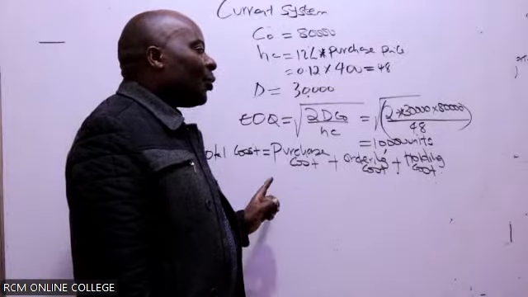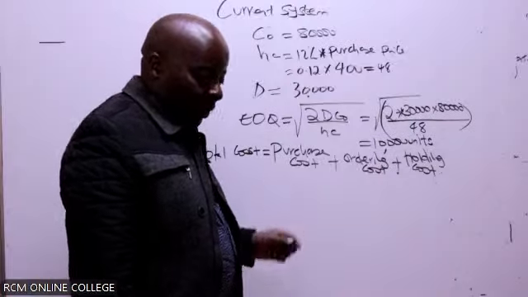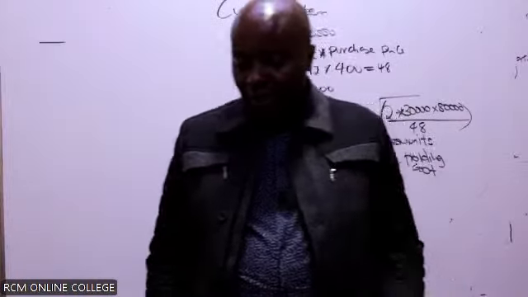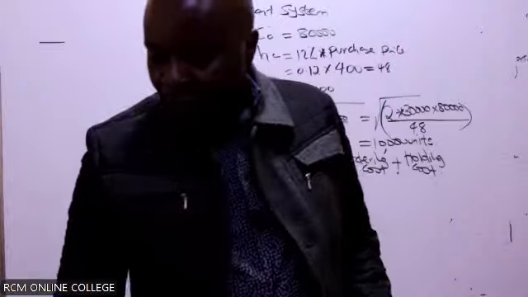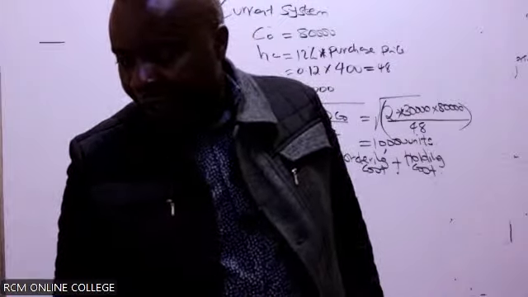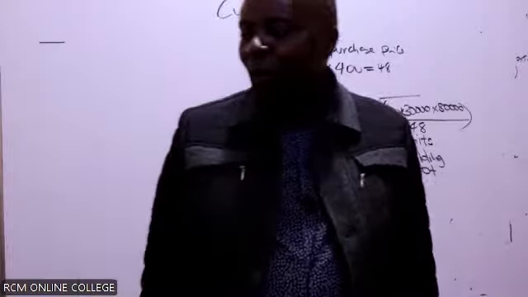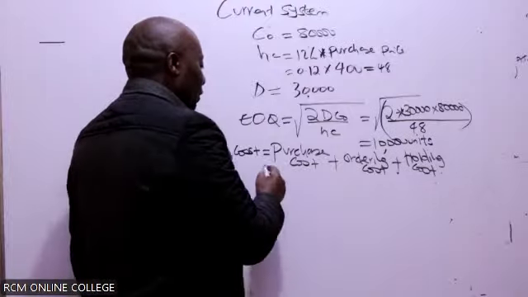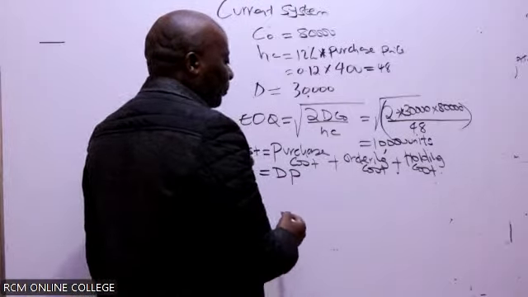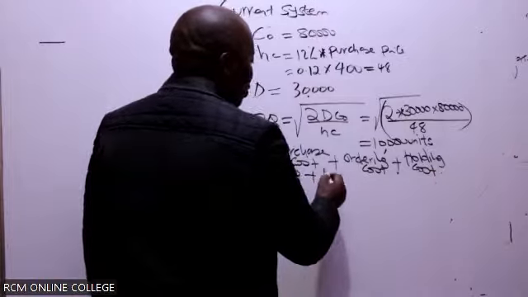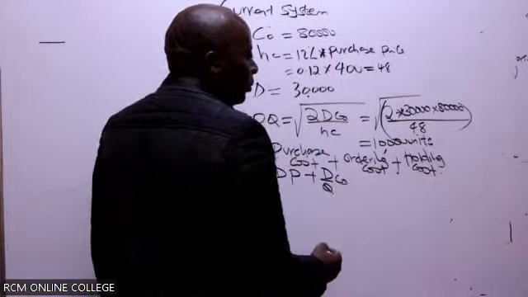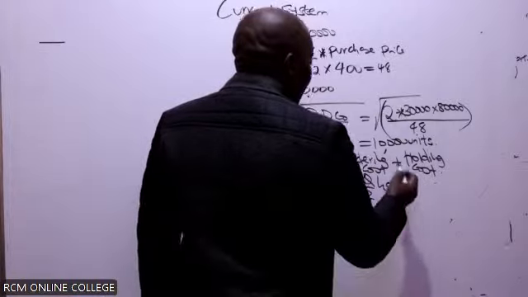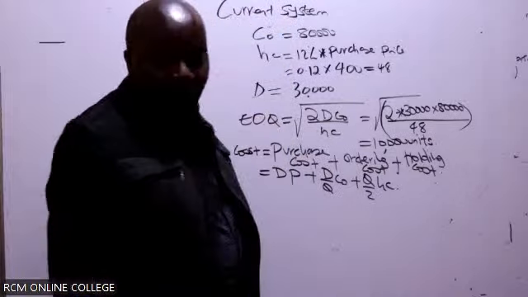Is there somebody who remembers the late Mwai Kibaki, our former president? Is there anybody who is able to remember the political party that this gentleman used to vie with? DP, isn't it? Not PNU. At last, he went for DP. So anytime we talk about inventory, purchase cost, we shall always take DP. The DP plus ordering cost, D over Q, Co, plus holding cost, Q over 2, HC.